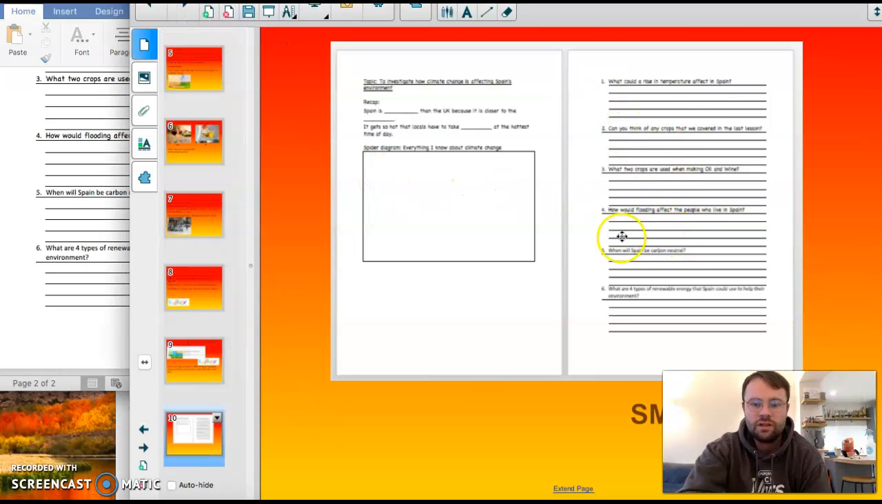Okay, so that's what your worksheet will look like. There's 6 questions. You'll see I've given you lots and lots of room to write really, really good answers. You have your spider diagram there and your recap there.